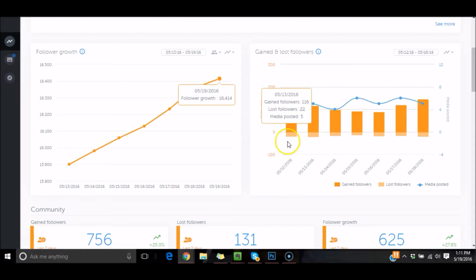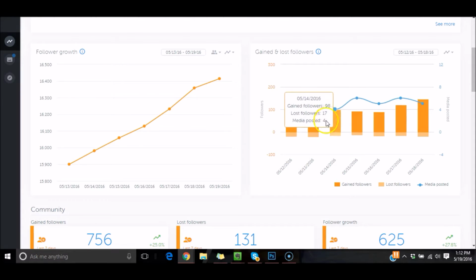So let's look at May 12th. According to May 12th, we gained 89 followers, we lost 21 followers, and we posted 6 posts, okay? So that was for the 12th. And then for the 13th, let's look and see what we got. For the 13th, we gained 116, we lost 22 followers, and we posted 5 times that day.